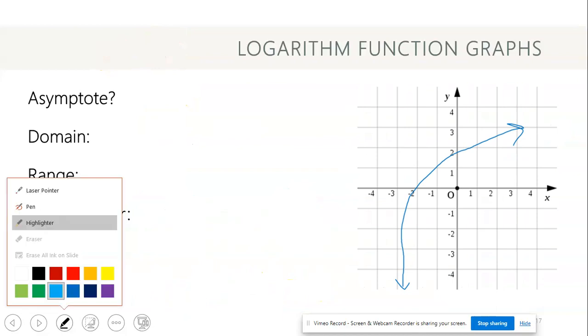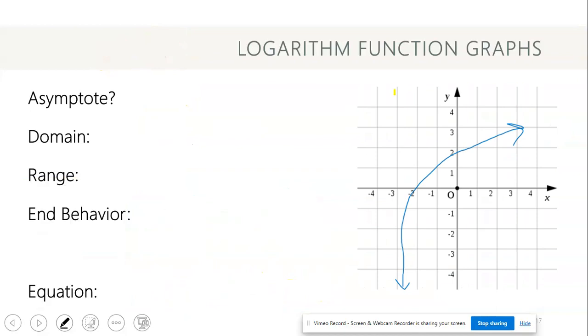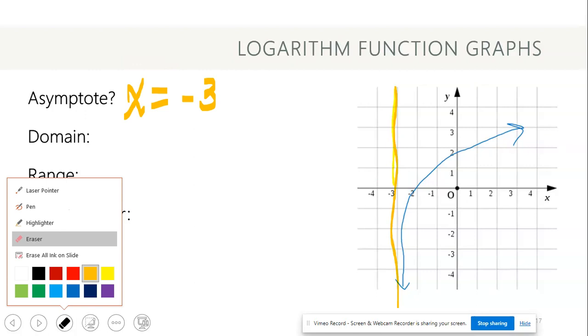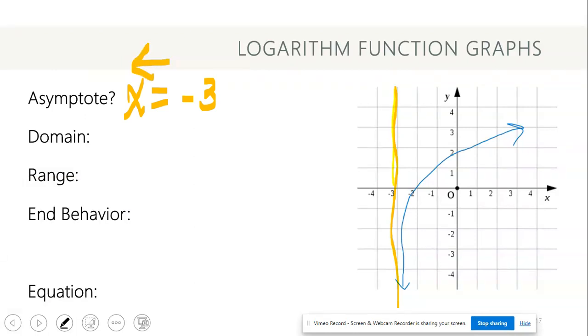Here's our graph. You have to figure out where it's flattening out. It's flattening out vertically. Right here. Where? Look at the x-axis. See how we're right at negative 3 on the x-axis? That's how I know it's x equals negative 3. So that must mean that we shifted our entire graph to the left 3 units.